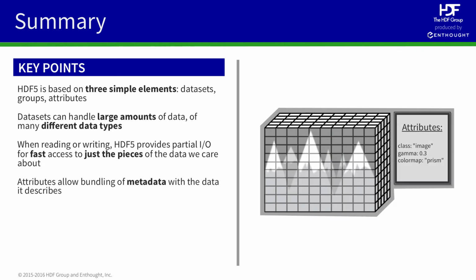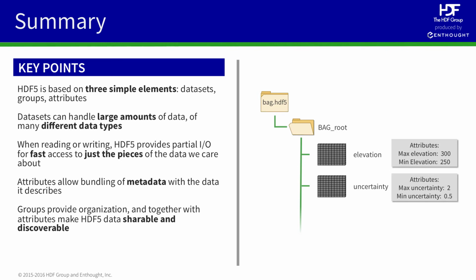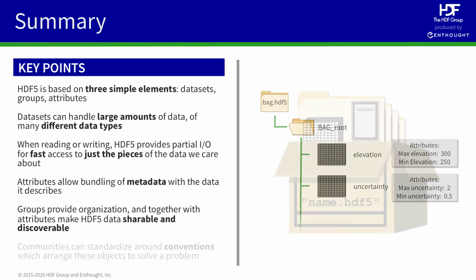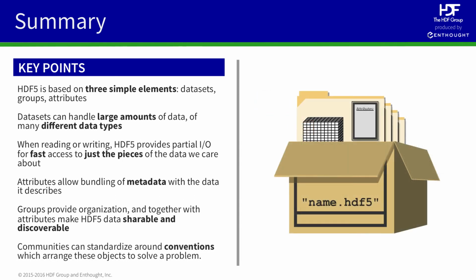Attributes allow you to store context information or metadata in the file right next to the data that it describes. Groups provide the organizational glue that holds it together. Together with attributes, good use of groups make your HDF5 data shareable, discoverable, and self-describing. And finally, communities, which can range from a small lab to a large standards organization, can agree on conventions on how to use groups, datasets, and attributes to represent a problem.